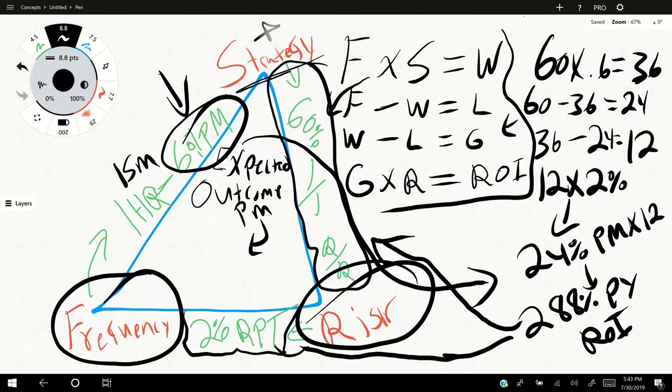I hope this has been helpful. Again, make sure you write down this formula. It is an elementary formula at best, a very simple formula, but it's something that I've used my entire trading career to help me turn mediocre strategies into extremely profitable ones. I hope it's been able to do the same thing for you.